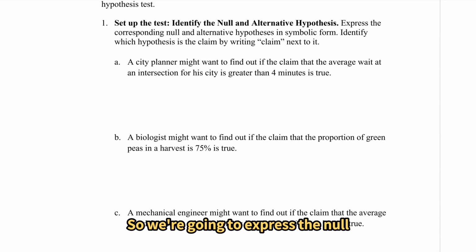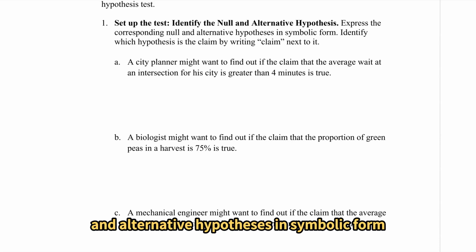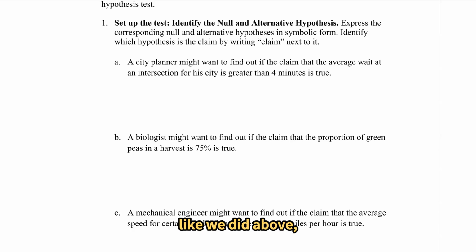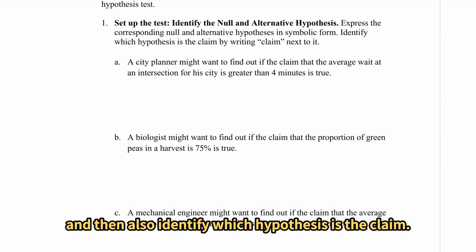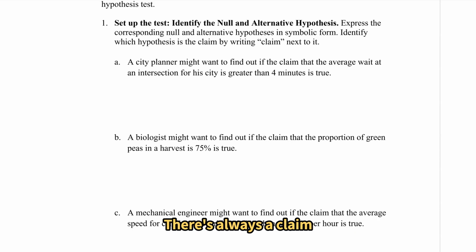So we're going to express the null and alternative hypotheses in symbolic form, like we did above, and then also identify which hypothesis is the claim. There's always a claim. Only one of them can be the claim. And so we will determine that from how our scenarios are written.